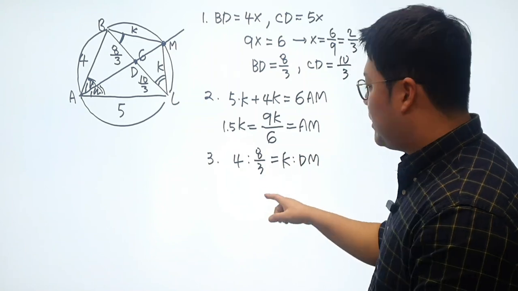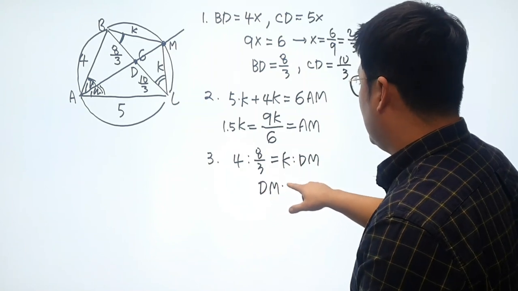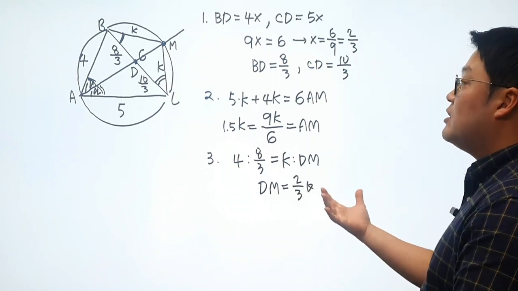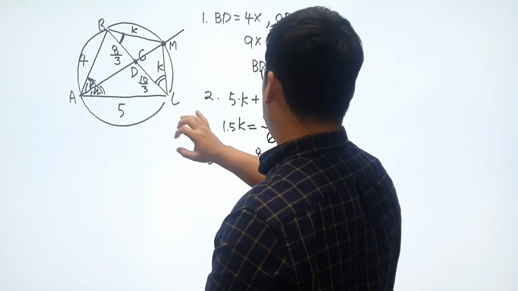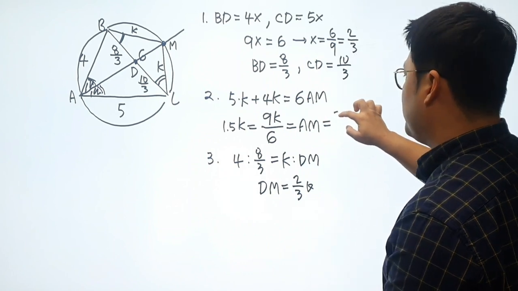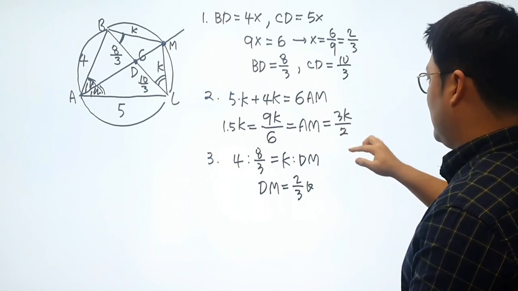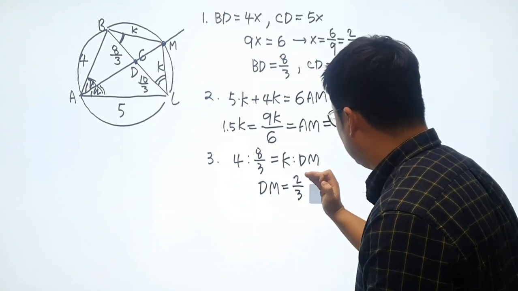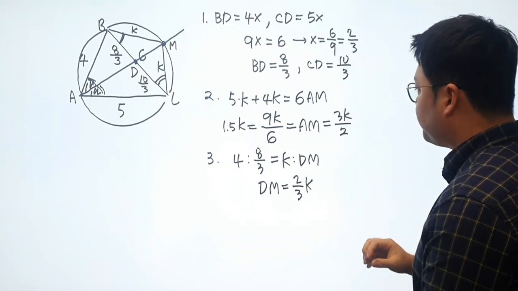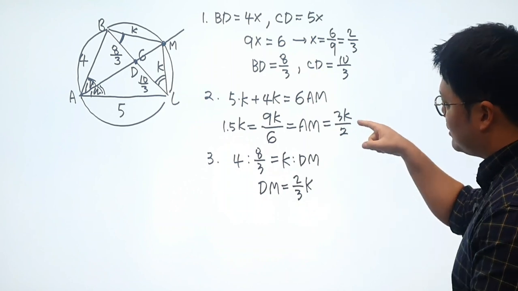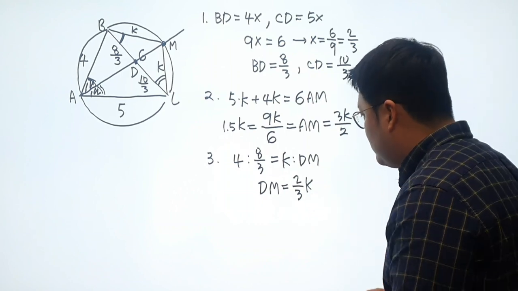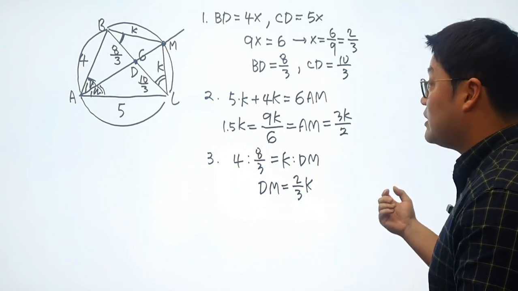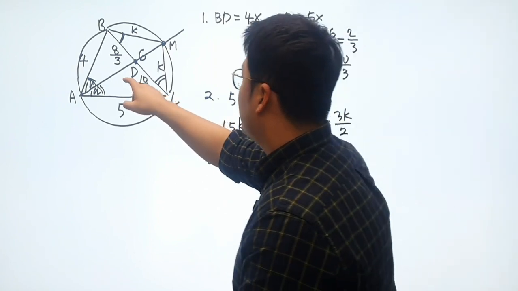All right, so what do we know about DM then? DM is supposed to be 2/3 times K. Got it. So that becomes 2/3 K. And let me switch AM into 3K over 2 so that we can find the difference between those expressions. So that's K. If you subtract these two numbers, 3K over 2 minus 2K over 3, that looks like 5K over 6, I would say. So 5K over 6, right?